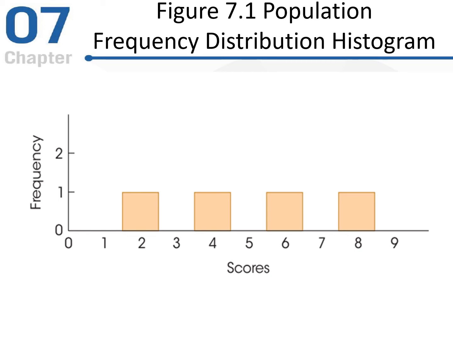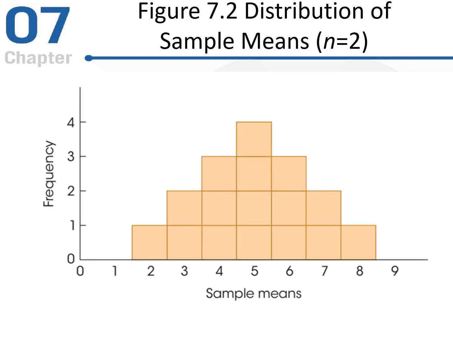Now, this could be a problem when it comes to the sampling distribution of the mean, right? The sampling distribution of the mean is not guaranteed to be normal with a small sample, especially if the population is not normal, and it's not, it's rectangular right here. But let's compute the sampling distribution of the mean based on these 4 scores in the population: 2, 4, 6, and 8, for a sample size of 2.